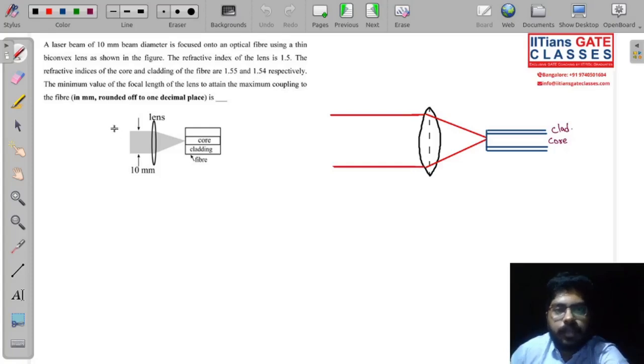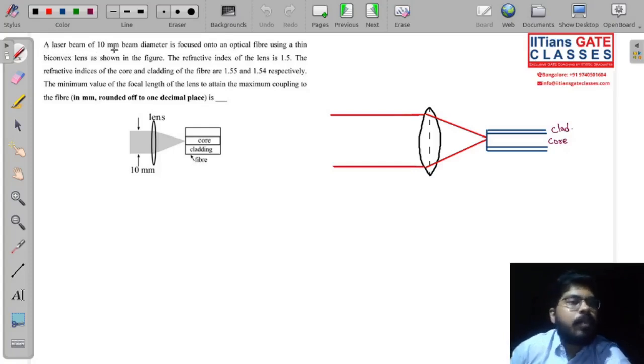So the first question that was asked was very simple actually, if we had a proper idea about the previous year questions. This concept has been utilized a lot of times in the previous years. So let us see the question. This question was asked for 2 marks.